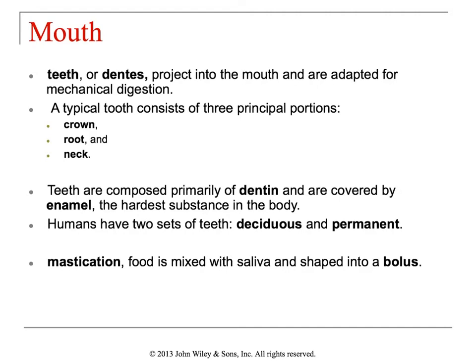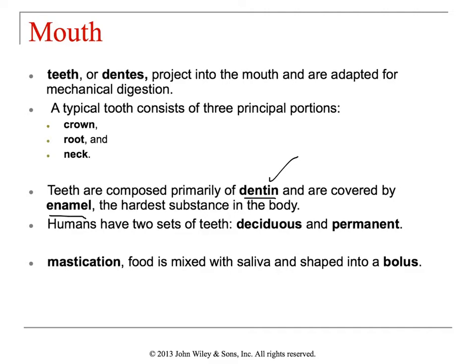Salivation is controlled by the autonomic nervous system, and we've talked about that before. The mouth contains the teeth, and the teeth project into the mouth. They're adapted for mechanical digestion, so they're there to help us break up the food. The typical tooth consists of 3 principal regions: the crown, the root, and the neck. The teeth are composed primarily of dentin, and the dentin is covered by enamel. Enamel is the hardest substance found in your body.